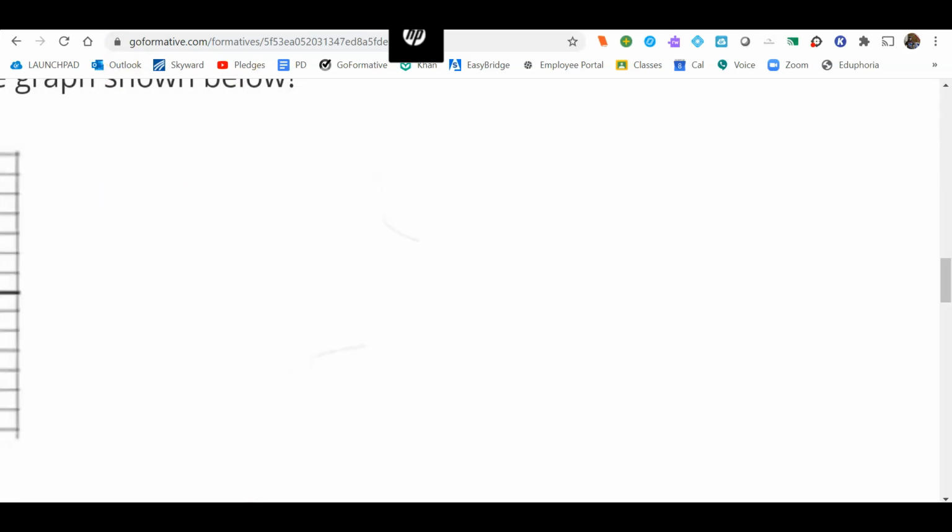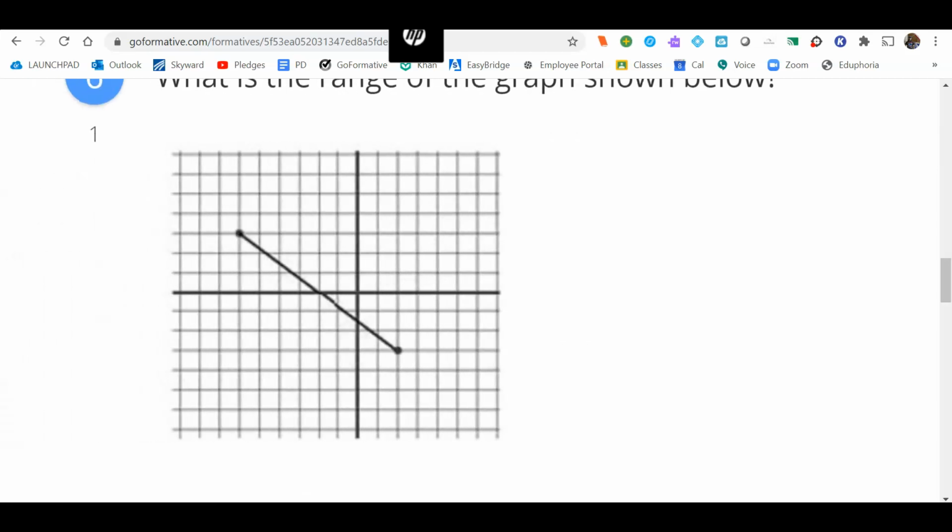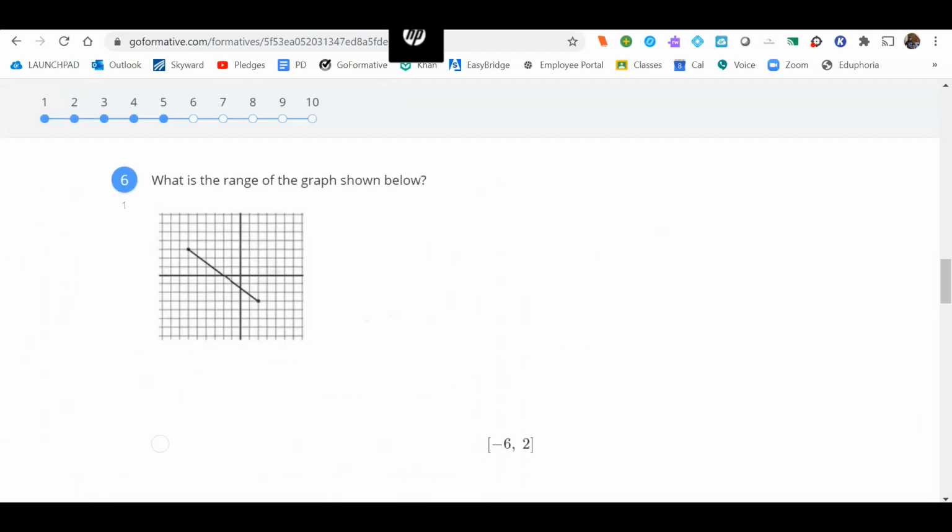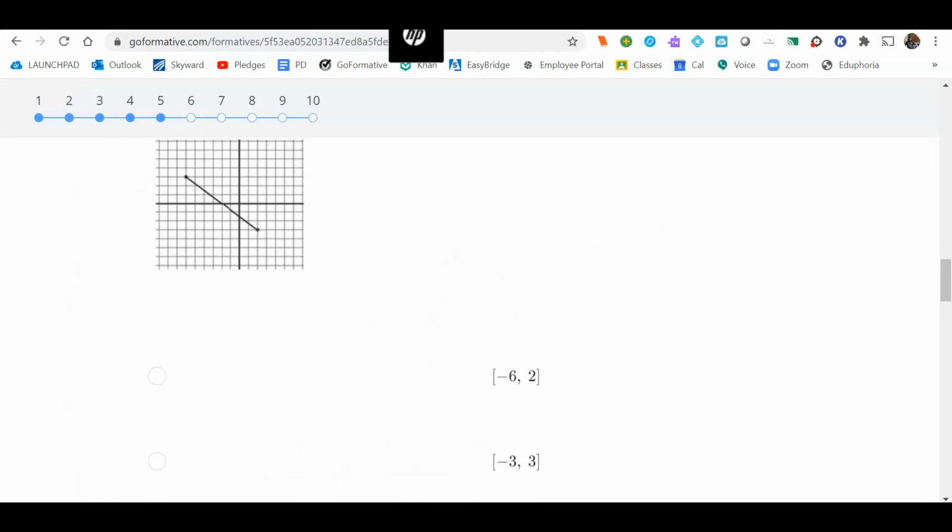So if I can get back to what I was looking at. There we go. Okay, so if I went from negative 3 to positive 3.